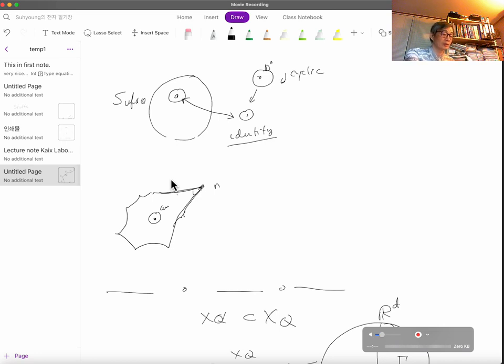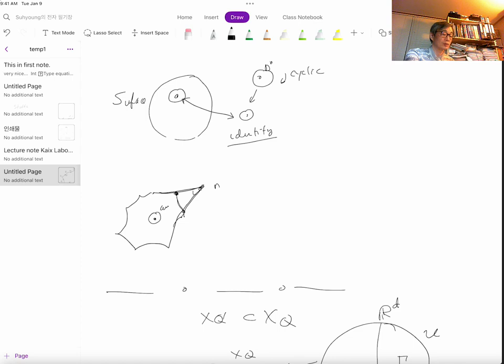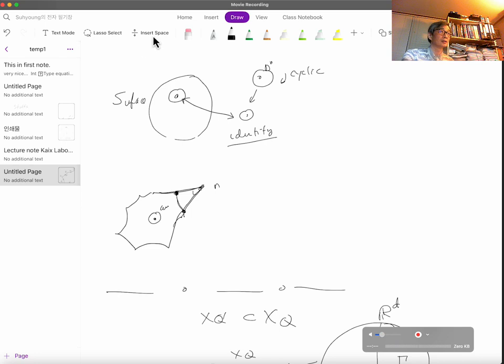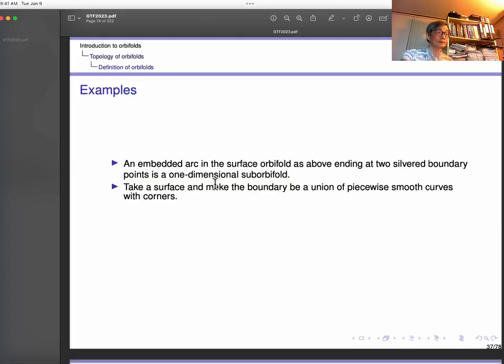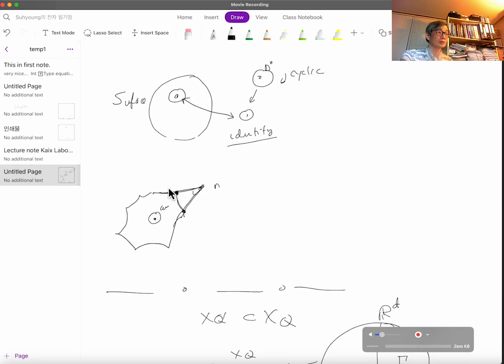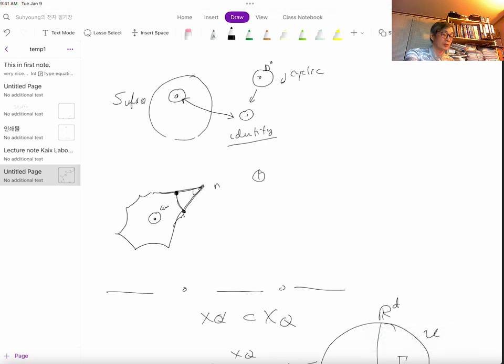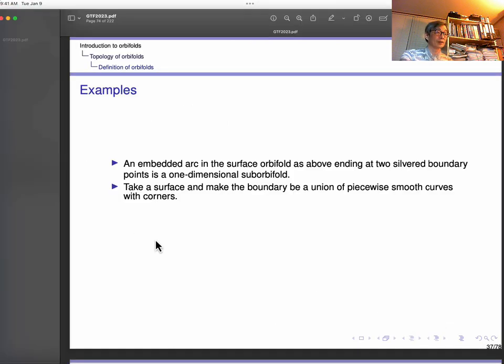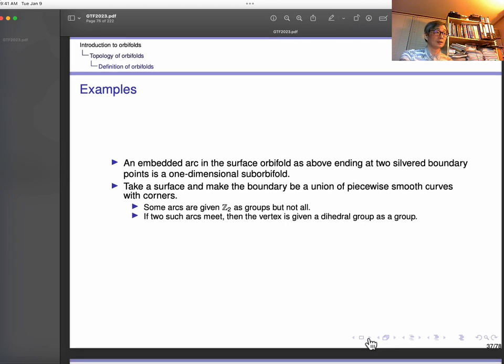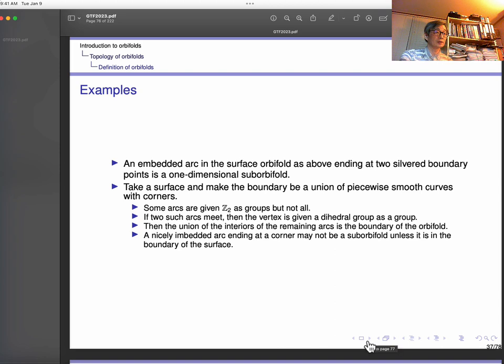So if you have two Hilbert arcs, then you can join them by an arc, and these are also Hilbert arcs. It will all become a Hilbert arc. So this will be a one-dimensional suborbifold. But of course, you need to put the structure so that the G2 action will preserve it. So this will lift in the universal cover and the model cover as a smooth arc. Okay, so this will actually become a silver embedded arc here. So the vertex could be given a dihedral group, and the remaining arc will be the actual boundary of the orbifold.